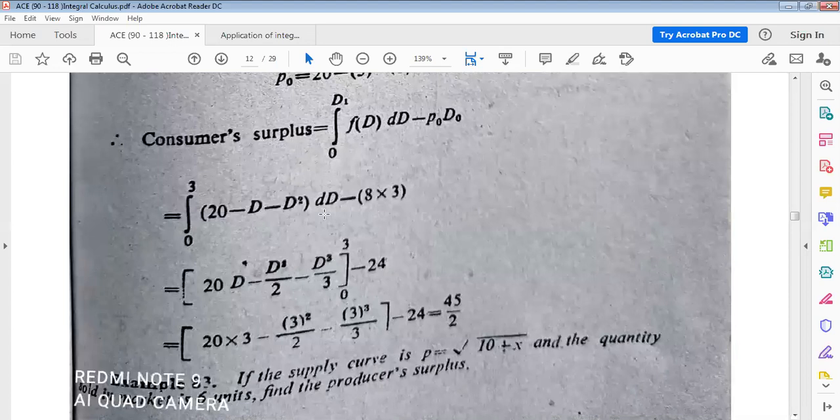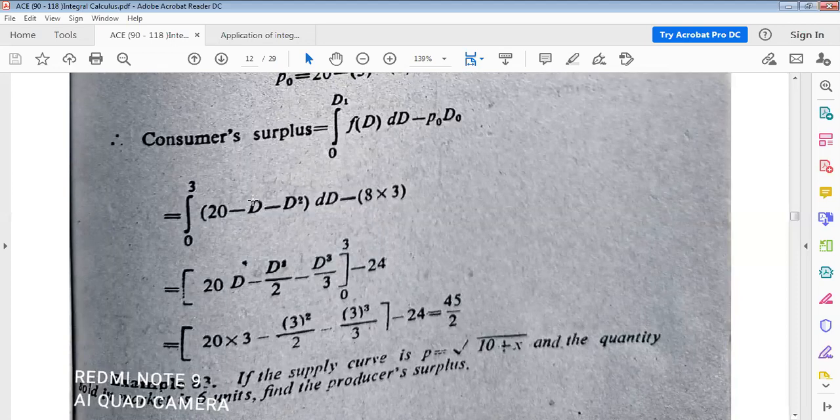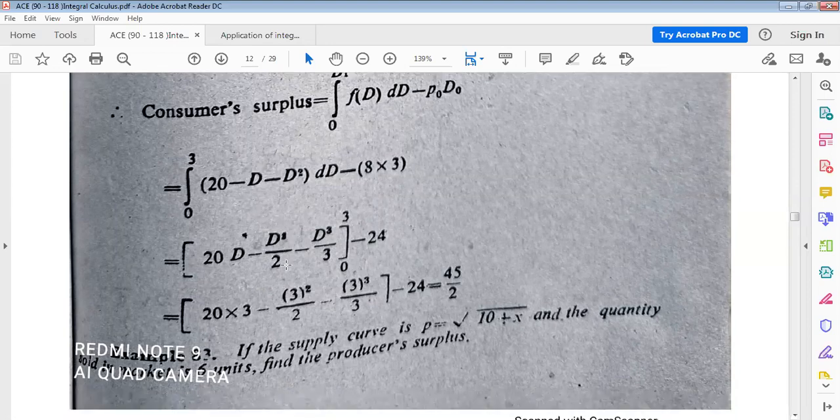Capital D means what? Demand. So the integration of 20 will be what? X. If there is no variable, the integration will be only X. And the X formula is X square by 2, that means D square by 2. Now D square will be what? D to the power 2 plus 1 divided by 2 plus 1, that means D cube by 3.